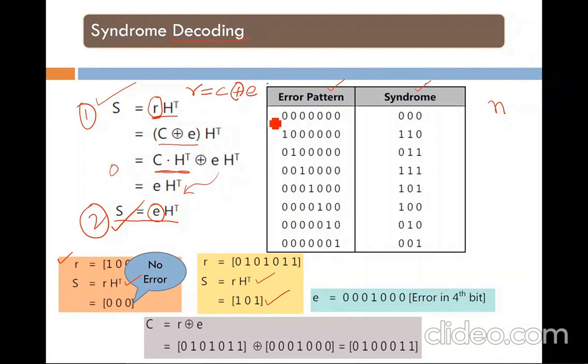Now the first pattern you can see is all zeros. All zeros will have the syndrome of all zeros. That means this pattern indicates that there is no error, because that corresponds to the syndrome of all zeros. And here we have seen that if the syndrome is all zero, then there is no error, and hence the error pattern also has all zero bits.